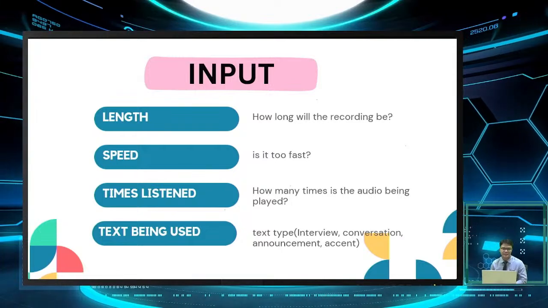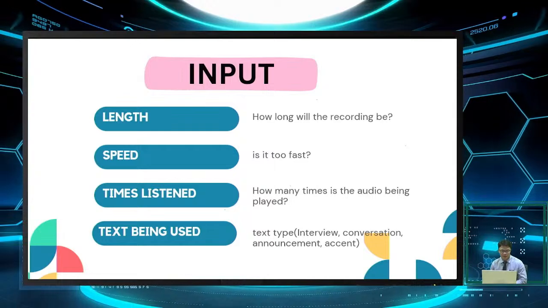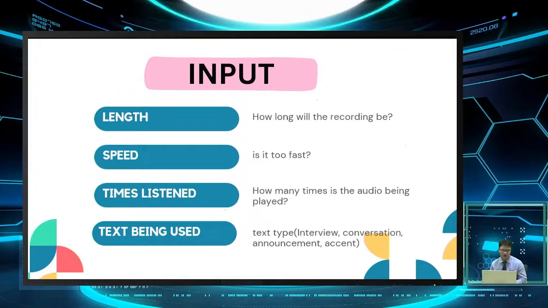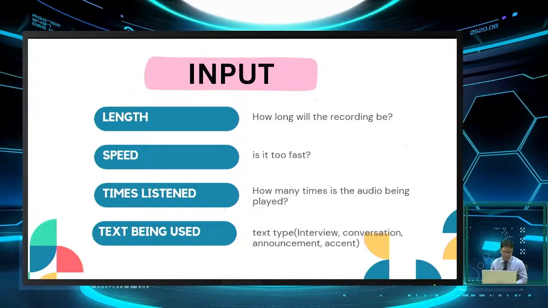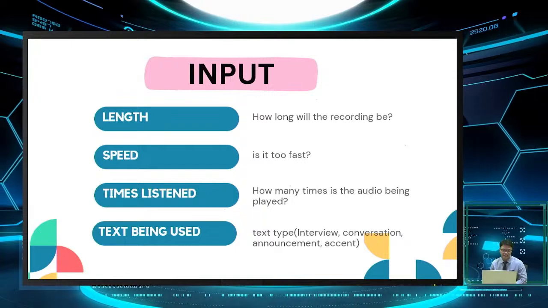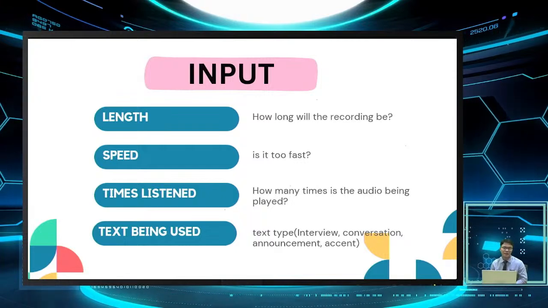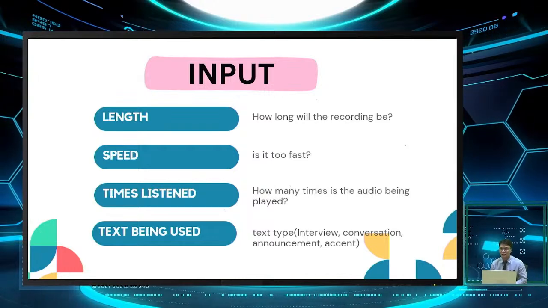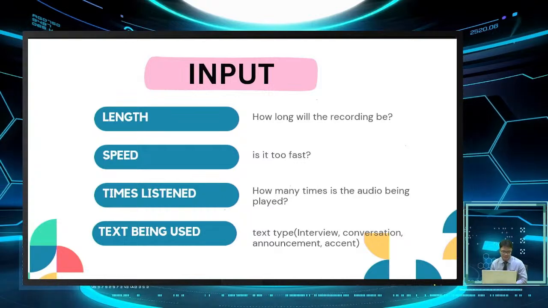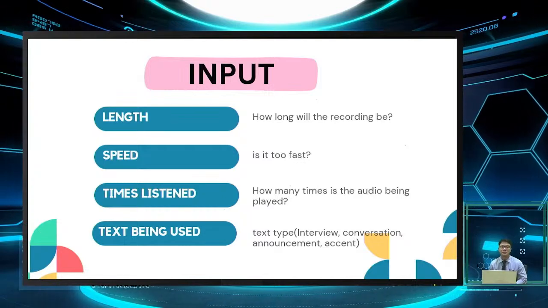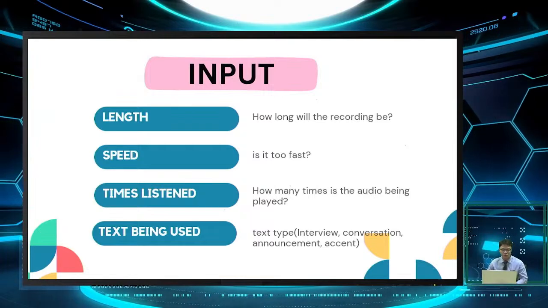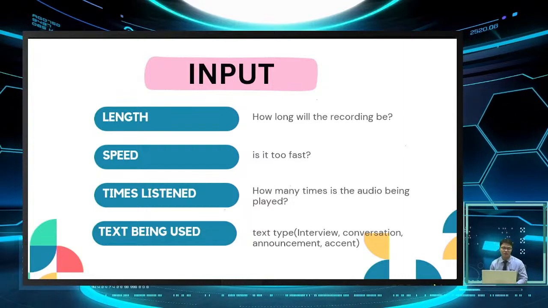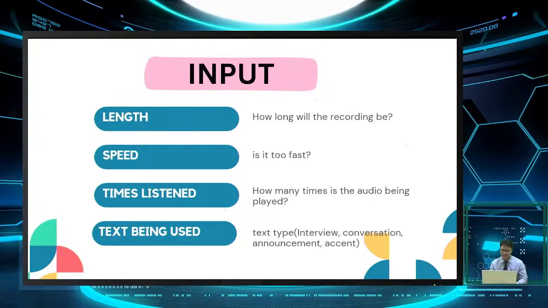Now, the second one is the speed. Is it too fast or is it slow? For Malaysian standard, it is not too fast and also not too slow. Next, for times listened, how many times is the audio being played? For the listening test, all the audio recording is going to be played twice. And lastly, text being used. This refers to the text type, whether it is interview, conversation, announcement, monologues, and the type of accent, whether it's British accent or Malaysian accent.